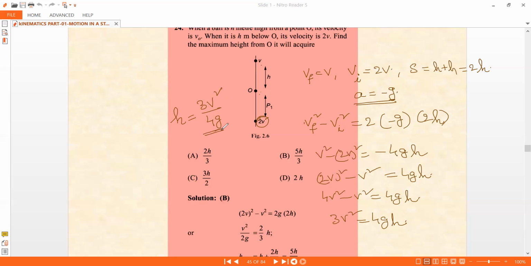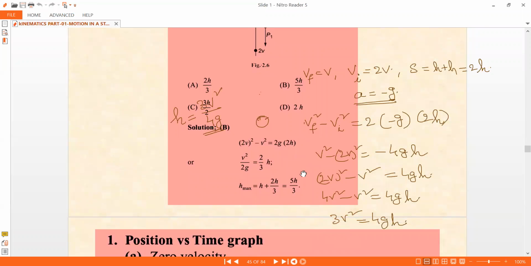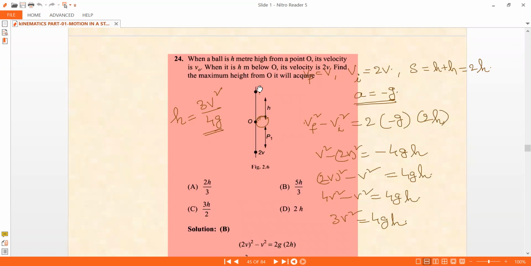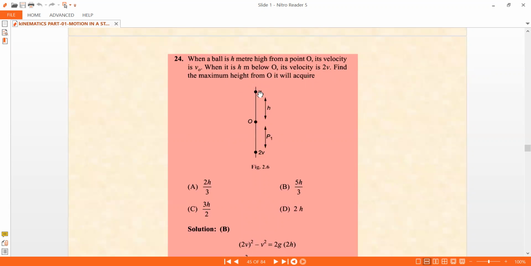So let's keep that in hand. You got h as 3v square by 4g. This is what you have. That is rewritten as v square by 2g equal to 2 by 3 into h. What will be the h max, the maximum height you can reach if you have the velocity v? That is the next calculation. H is 3v square by 4g, you can keep it aside. What is the maximum height you can reach when you have the velocity v at this point?